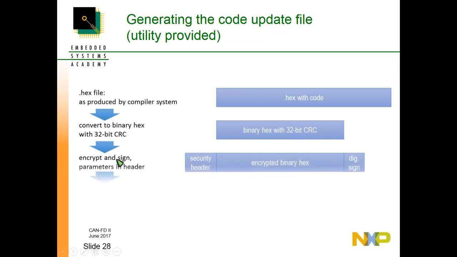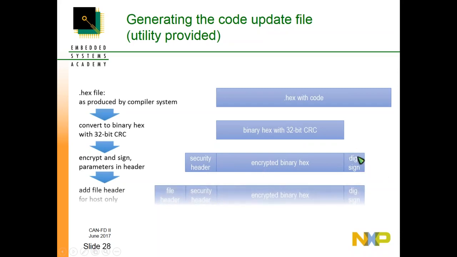Then, taking the manufacturer key, we do the encryption and signing as a hash. That adds a security header and a digital signature to the file. And then at the final step, we add a file header. This is really only for the host software to easily recognize the file format. So if a host opens these files, it can quickly see, oh yeah, this is one of our code update files.